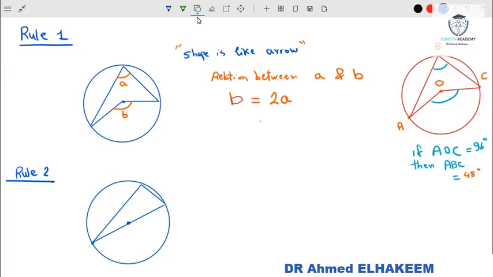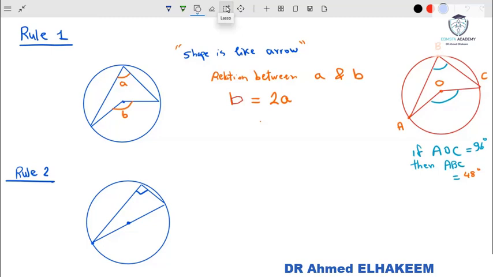Okay. What you can see here, I can see that there is a right angle here. This is a right angle. So what is in this? This is a chord, and this is a diameter, and this is another chord. So this angle is always 90 degrees.